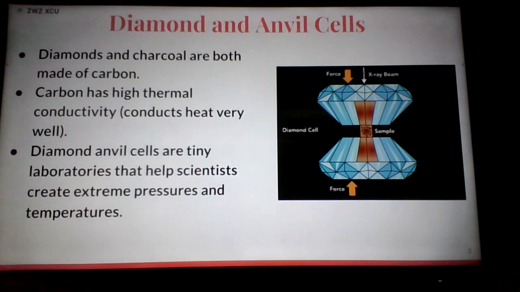Now these diamond anvil cells, they're tiny laboratories, and that's where scientists help generate that extreme pressure and the temperatures required to make diamonds. Now some diamonds have occurred naturally, but carbon can be forced into diamond in these little laboratories called anvil cells. And the picture again shows just a very, very brief rendition of how that might happen.